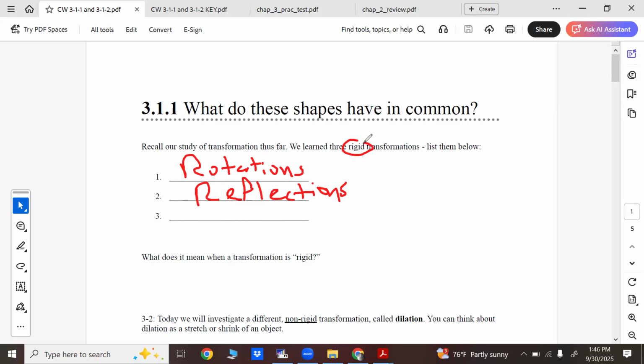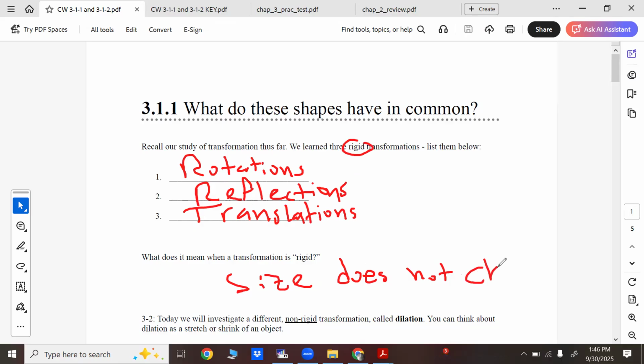Like you guys have already done reflection and translation in the project. You'll do rotation later today. But they're rigid because you didn't scale it up or scale it down. You just kept everything the same size. So when you hear the word rigid, it means the size does not change. So rotations, reflections, translation, size does not change. That's what rigid means. Of course, this leads to the next thing we're going to talk about.